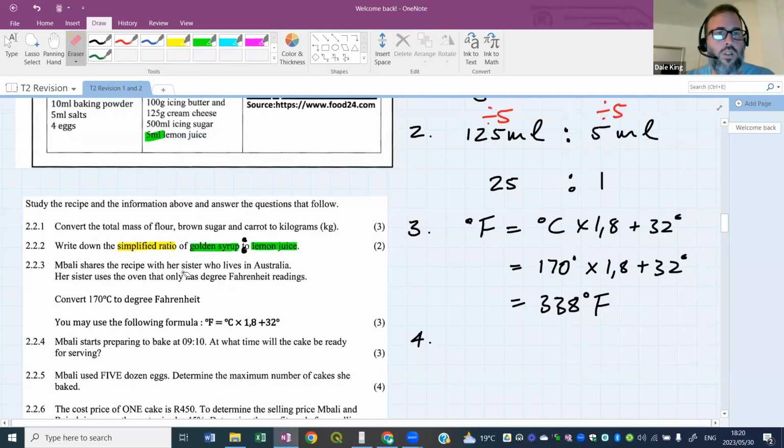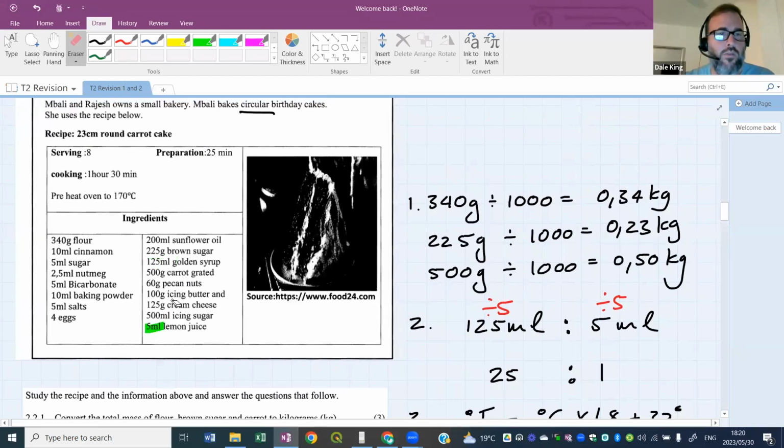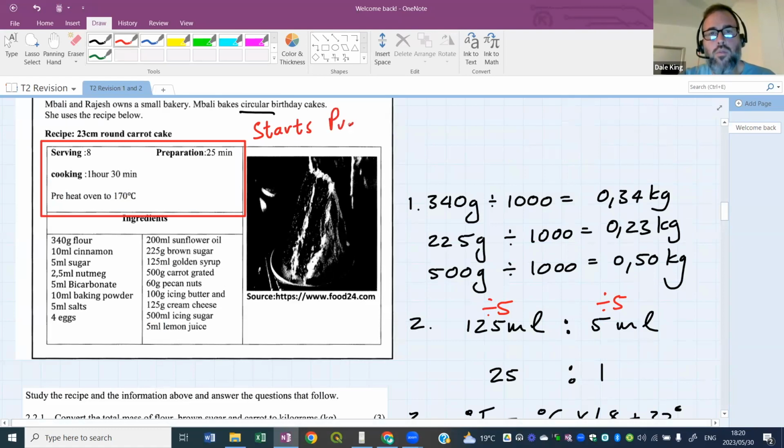So remember, she starts at 9:10. Now I'm going to go up to the question here. All right. There's the information. And what information are we actually looking at here? We need to look at this part here. All right. I'm going to write here, starts preparation at 9:10. Okay. What time will the cake be ready?